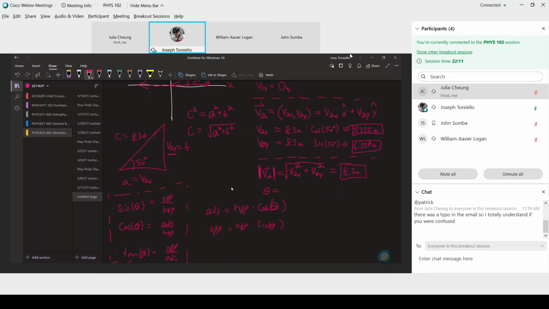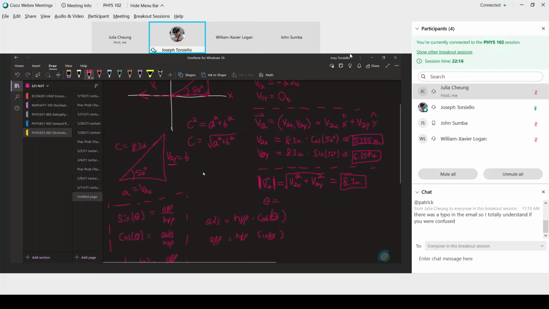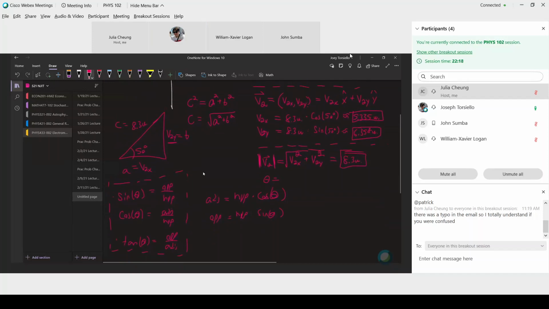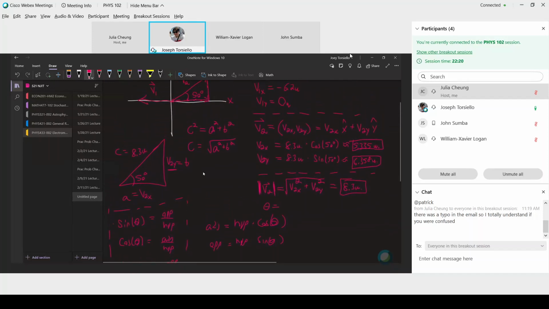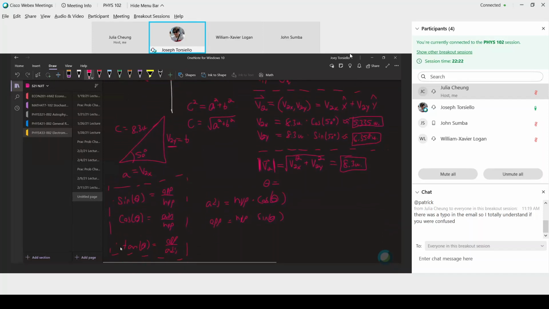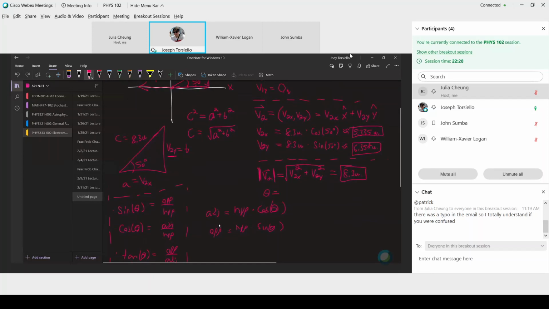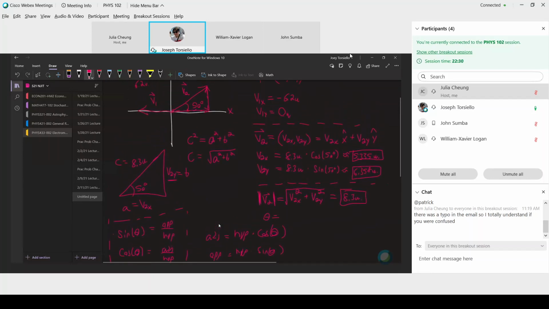All right, yeah, this one is a bit tricky to figure out. But what you would actually need to do is take the arctan of the opposite and adjacent. I should have mentioned that at first. It's the same situation as before.